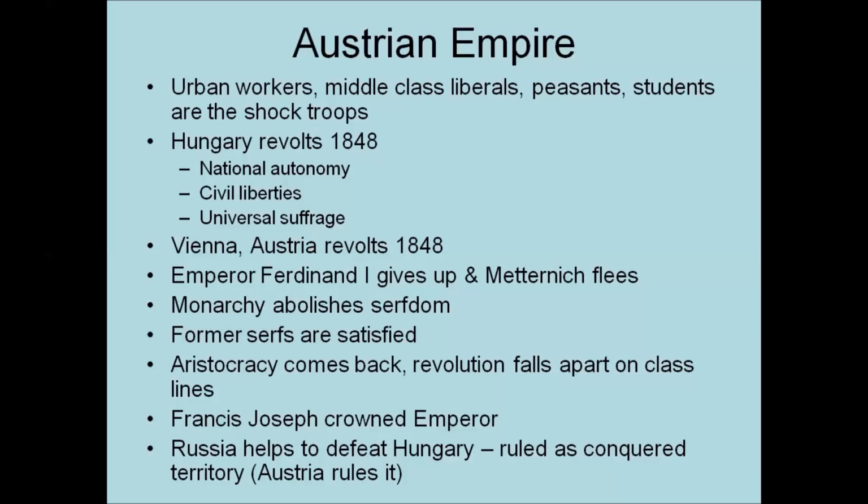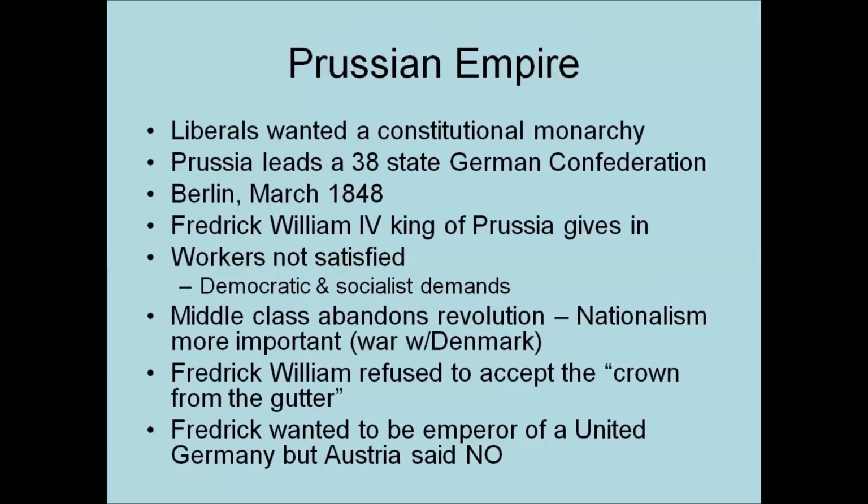Austria is able to control Hungary and rule it as a conquered territory because Hungary doesn't get back in line. Whereas Vienna and Austria's revolts are controlled, Hungary is not as easily quelled. So Russia's going to help Austria to conquer Hungary, and then Austria is going to actually have to rule it with an iron fist. Again, that's not going to help them when they decide to fight in World War I later in the next century.